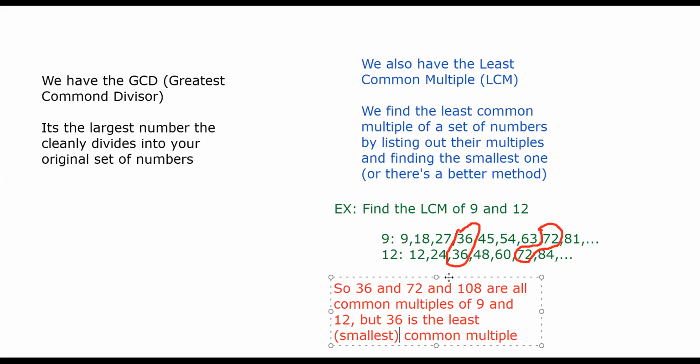So anyways, this is one method for finding the LCM. And if your two numbers are relatively small, it's a good method. It's fine. But whenever you deal with larger numbers, it's not going to be a good method.